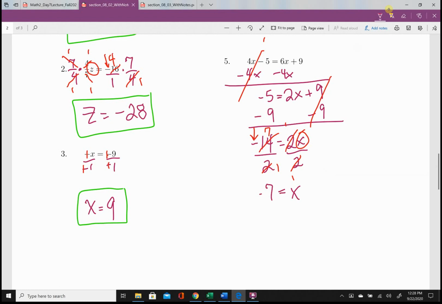And if you don't like the way that reads, of course, you could just give it a pancake flip. Call it x equals -7, because all equations are symmetric. You can read them backwards or forwards, and they're still going to mean the same thing.